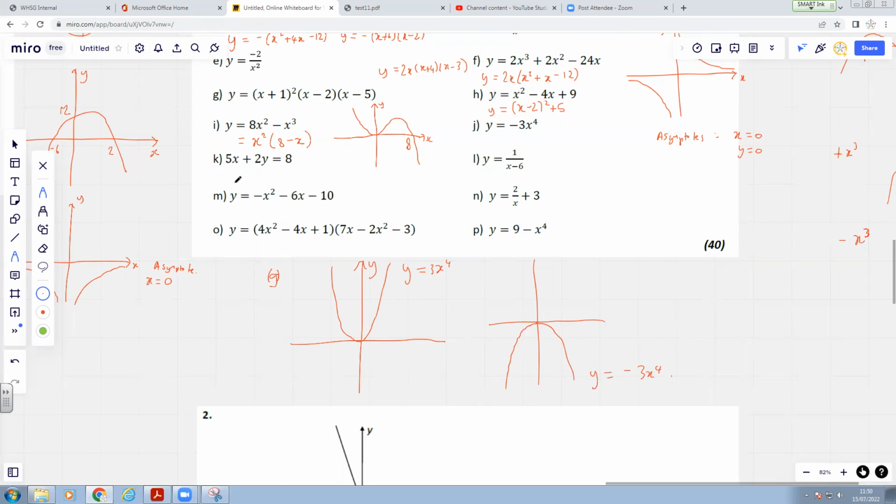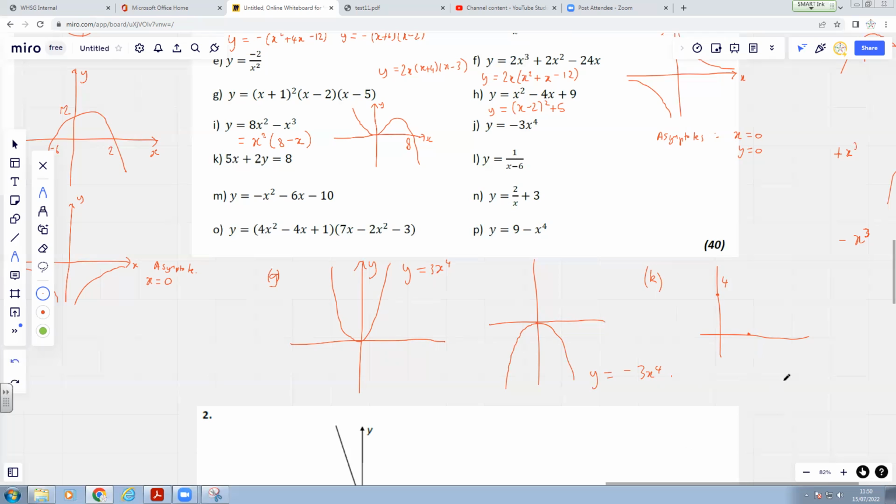Okay, k, 5x plus 2y is 8. Let's do k. That's clearly a straight line. So I'm going to use my straight line trick, which is where I say when x is 0, y is 4. And when y is 0, x is 1.6.